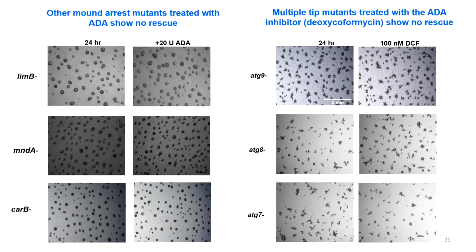Similarly, we took mutants with multiple tip phenotype. Then we did the reverse. We tried to block the ADA activity by adding the chemical inhibitor. When we did this, there was no rescue either. Of course, we have not comprehensively looked at all the mutants available. We took a range of a dozen or half a dozen mutants or so.